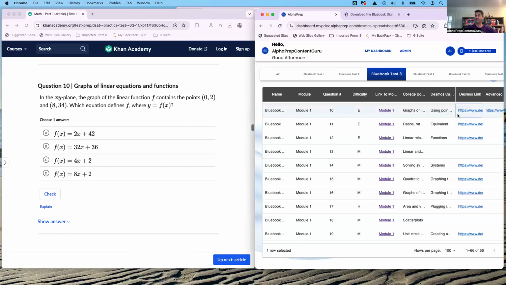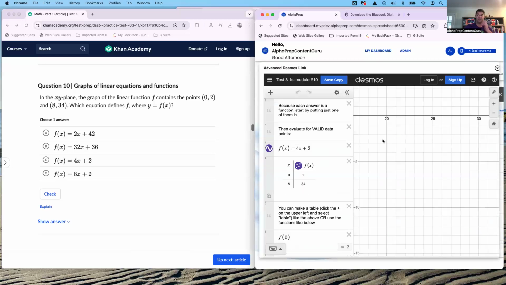If you wanted to see the advanced link right here, usually it's kind of a next level approach. So the next level approach in this case is that you can put a function in, any one of the functions. So say I change this to answer choice A, and you can see these are interactive, so you can just jump right in and use them. So if I do this, you'll notice that when x is 0, y is 42, and when x is 8, y is 58, but when x is 0, y needs to be 2. When x is 8, y needs to be 34. So it's not answer choice A.